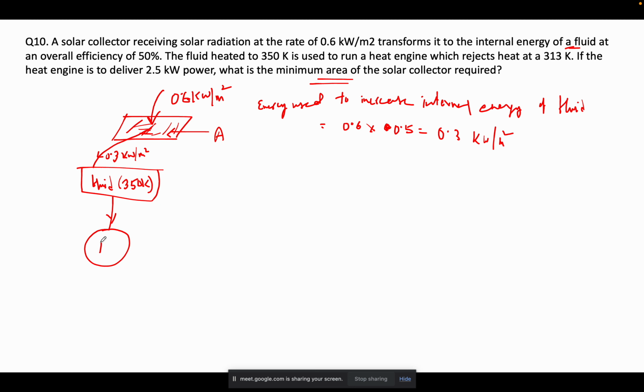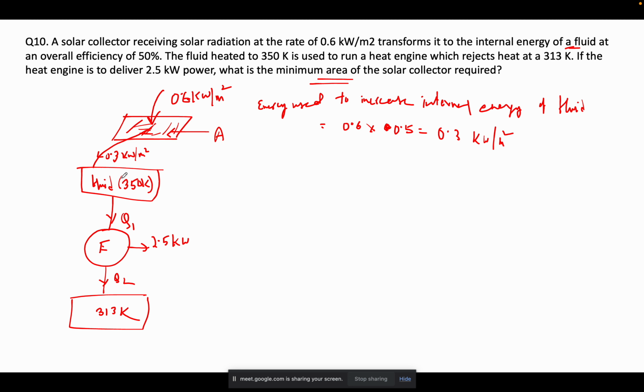Say it is used to run this heat engine, and this heat engine delivers 2.5 kilowatt power. It gets Q1 amount of heat, rejects Q2 amount of heat, and it rejects heat to 313 Kelvin. This is the entire setup. Solar collector is getting heat. Now 50% of this heat is converted to increase the internal energy of the fluid.